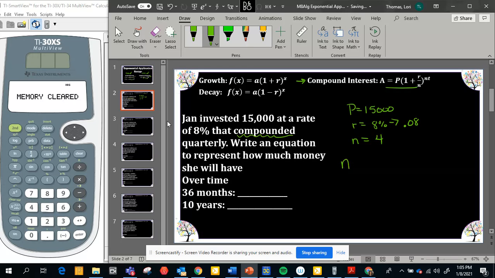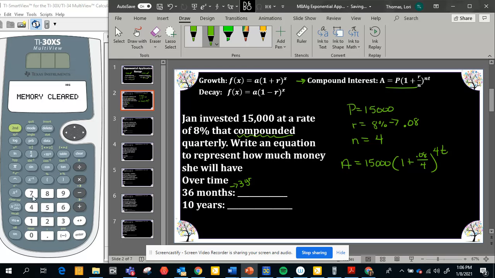Now let's write our equation. A equals 15,000 times 1 plus 0.08 divided by 4 raised to 4 times t. Now we can use our calculator, and we want to know how much money she'll make in 36 months. But remember, our t is time in years. So we have to convert. We can't just plug in 36 for t. We're going to have to plug in 3, because 36 months is the same as 3 years. So I'm just going to say this is 3 years.